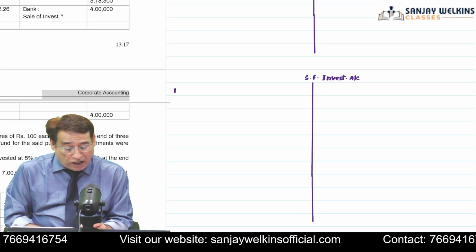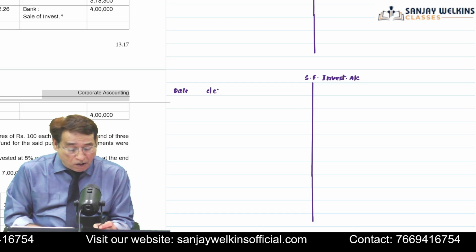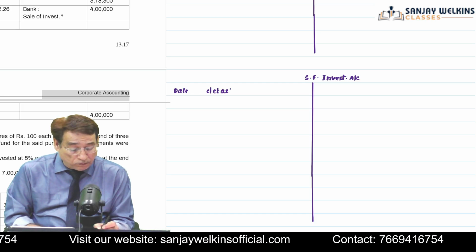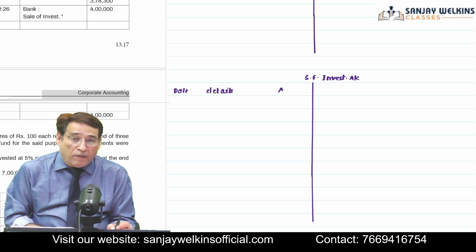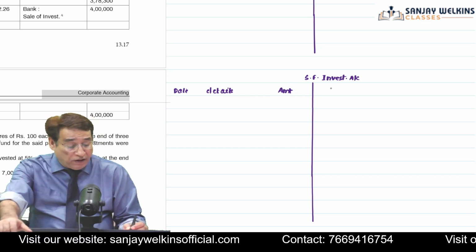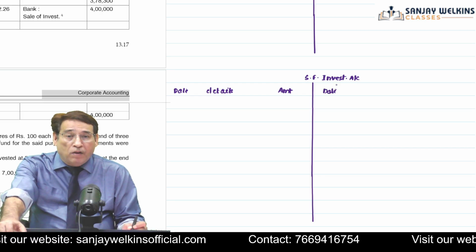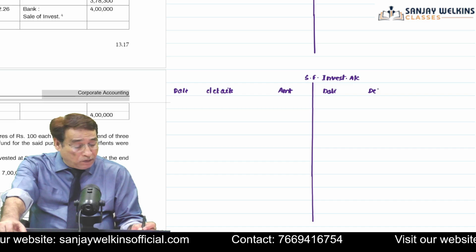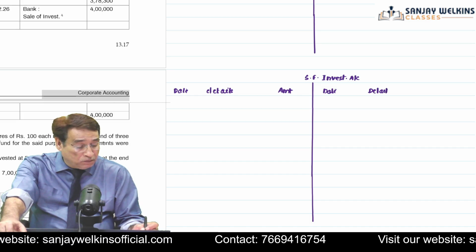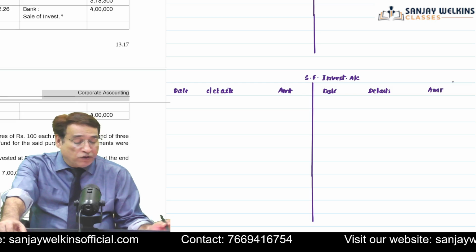Here also we will have to repeat the process. Date, details, and amount. Then date, details, and amount. You have to think logically.